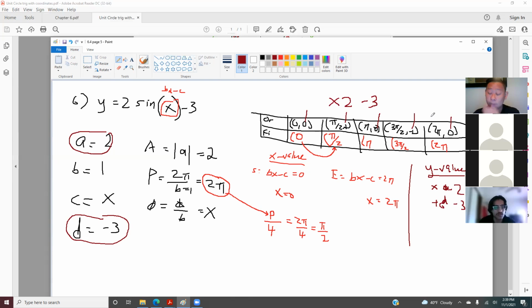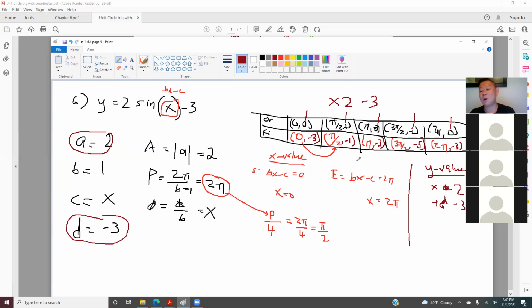subtract 3. Okay, so you have to do it one by one. So what is 0 times 2, subtract 3, minus 3? What do you get? Negative 3. You get negative 3. This is 1. So what is 1 times 2 minus 3? Negative 1. 0, we just did it over here. So 0 times 2 minus 3, this is negative 3. Can someone tell me what is negative 1 times 2 minus 3? Negative 5. And the last one is 0, which we did, times 2 minus 3, you get negative 3.